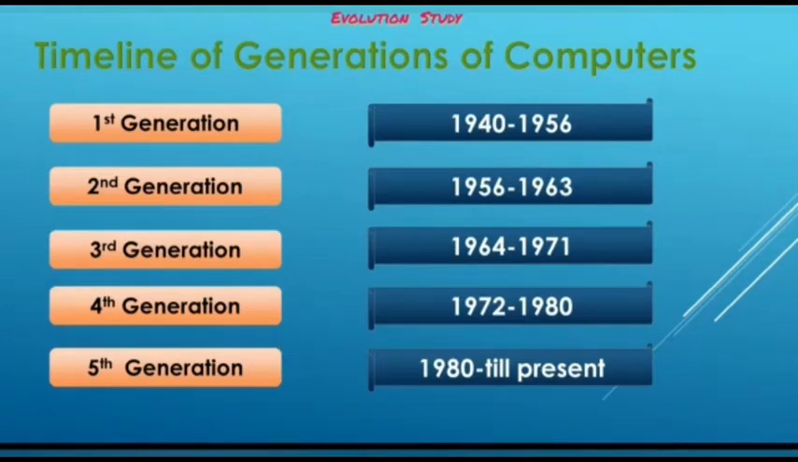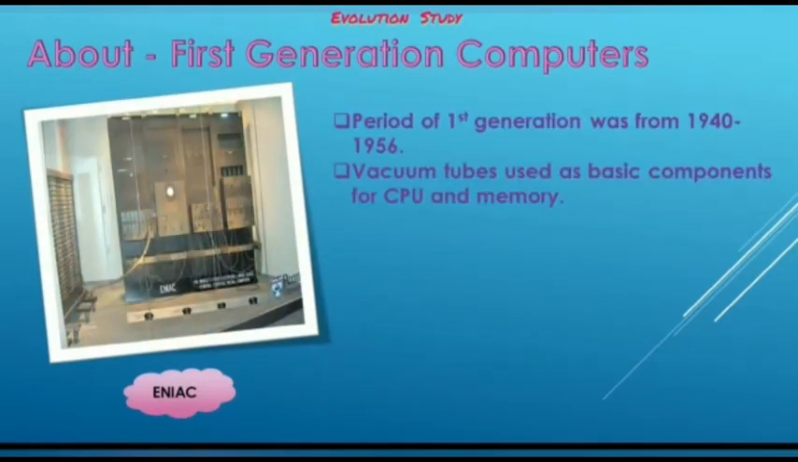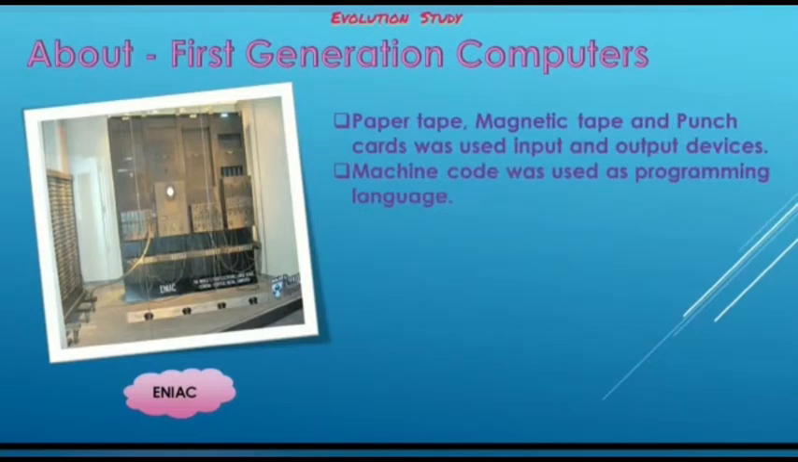Now about the first generation computers. Period of first generation was from 1940 to 1956. Vacuum tubes were used as basic components for the CPU and memory. These vacuum tubes produced excessive heat and were prone to fuse frequently. Batch processing system was used. Paper tape, magnetic tape and punch cards were used for the input and output devices. Machine code was used as a programming language.